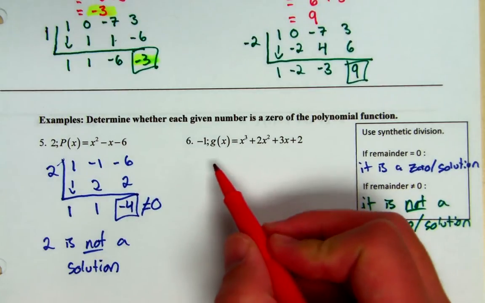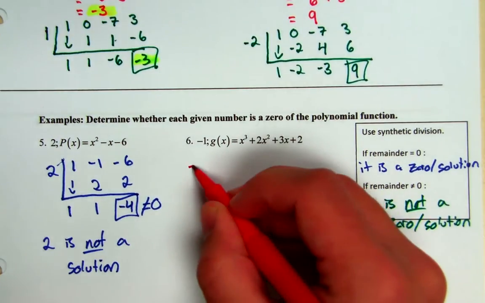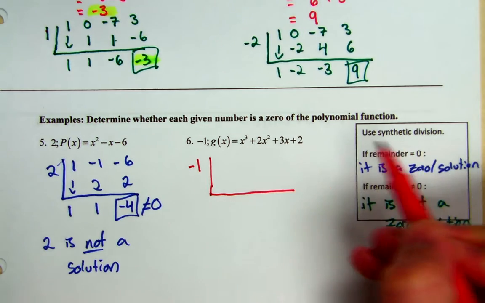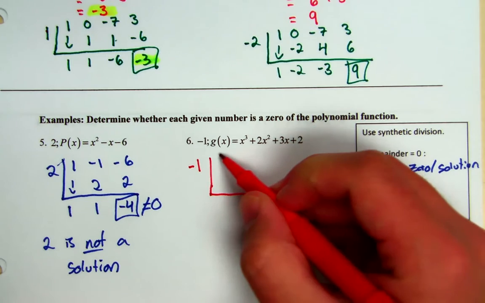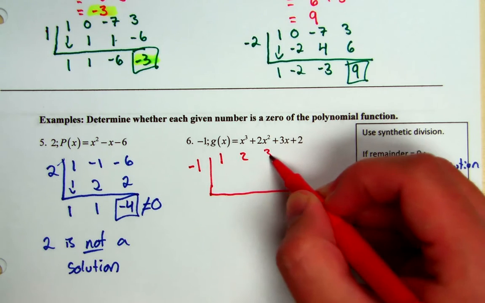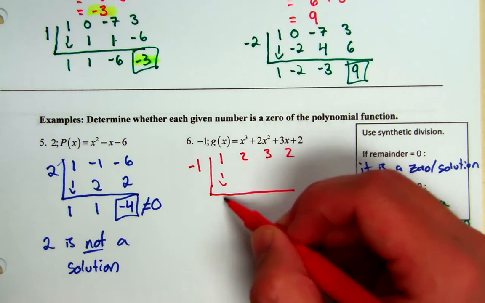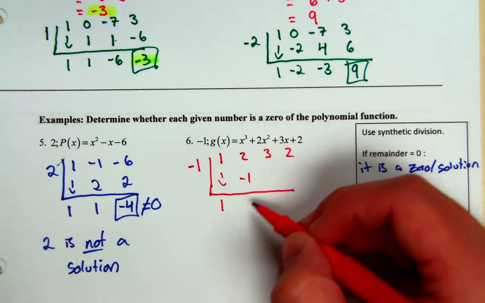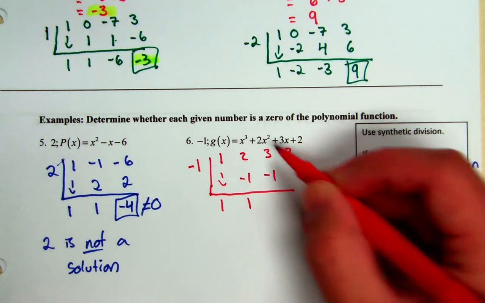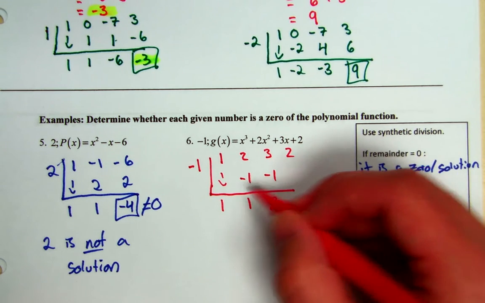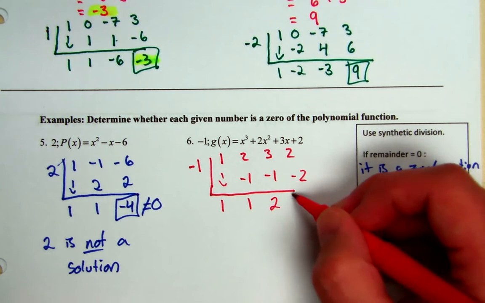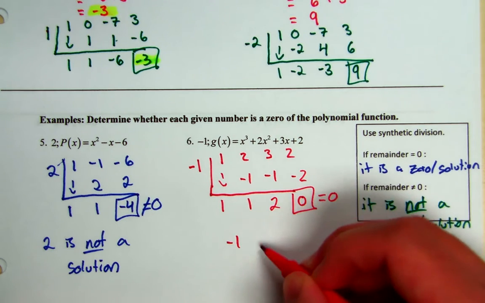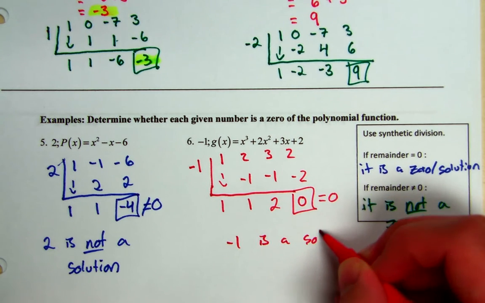So again, same thing here. Take negative 1, and we're going to synthetically divide. We have cubed, squared, linear, constant. Nothing's missing: 1, 2, 3, 2. Bring down 1, multiply by negative 1, we get negative 1. Add them together, get 1, multiply by negative 1. Get negative 2, add together, get 0. 0 equals 0, therefore, negative 1 is a solution.